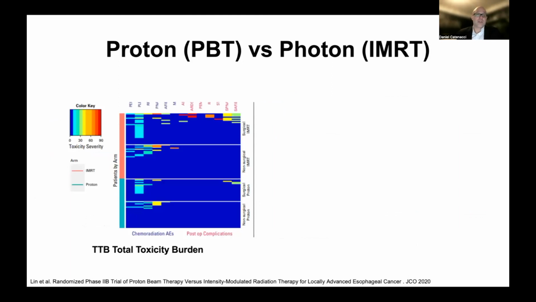That said, in a different way of looking at the toxicity, using an endpoint called total toxicity burden, they summed up all the potential side effects and graded them by severity. On this figure, anything that's red is higher severity compared to blue. On the top are patients who had the conventional IMRT X-ray based therapy, and on the bottom are the proton beam therapy patients. You can see just visually that there's slightly more in the IMRT group. Whether or not that will be true in a larger setting remains to be seen.